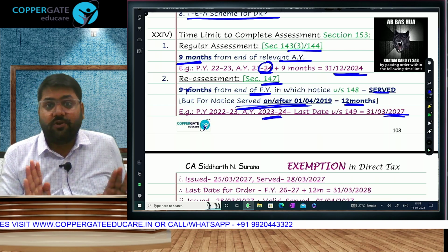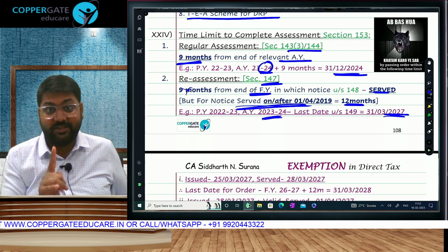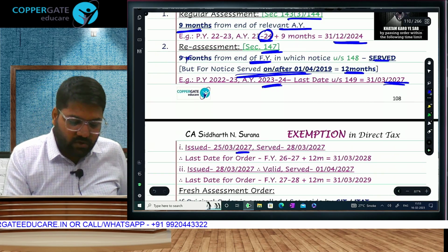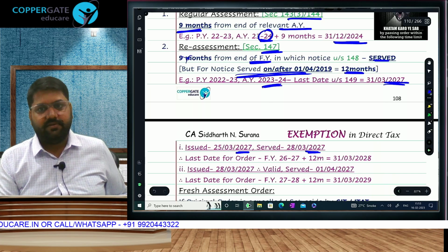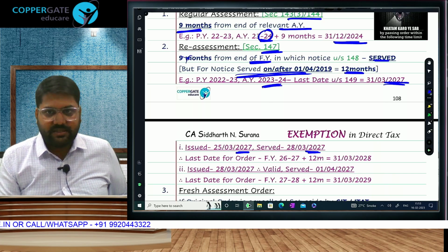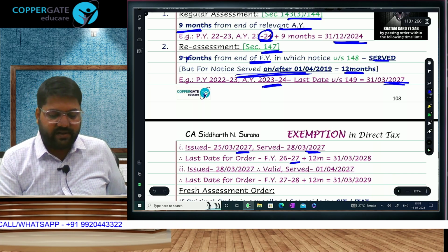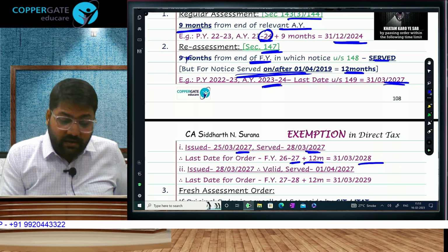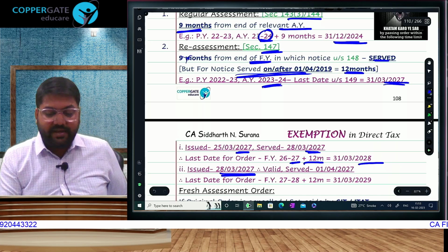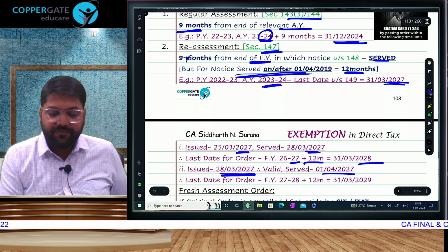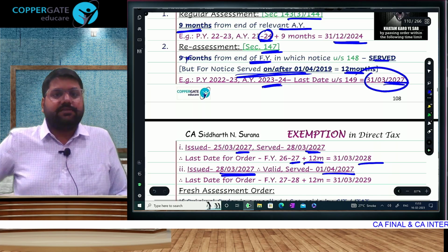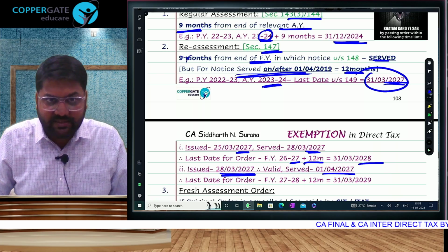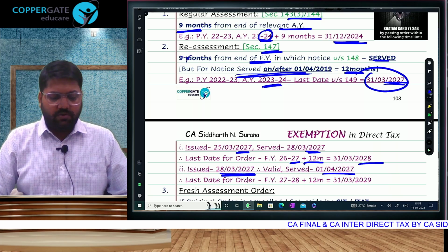It can be served later also, because last date is to issue. In 149, they have used the word issue. So, notice which is issued on 25th March and served on 28th March is valid. This is the previous year or financial year 26-27. Then from here we add 12 months, we get this. However, a notice which is issued on 28th March and served on 1st April is also valid because time limit is to issue up to this date. If it is issued up to this date, then that notice is also going to be considered as a valid notice. Bolo yes or no.